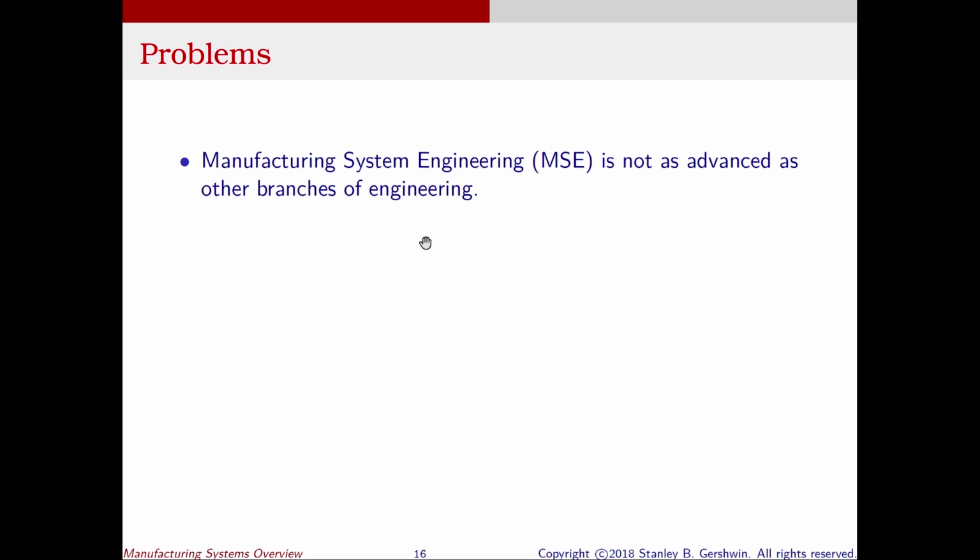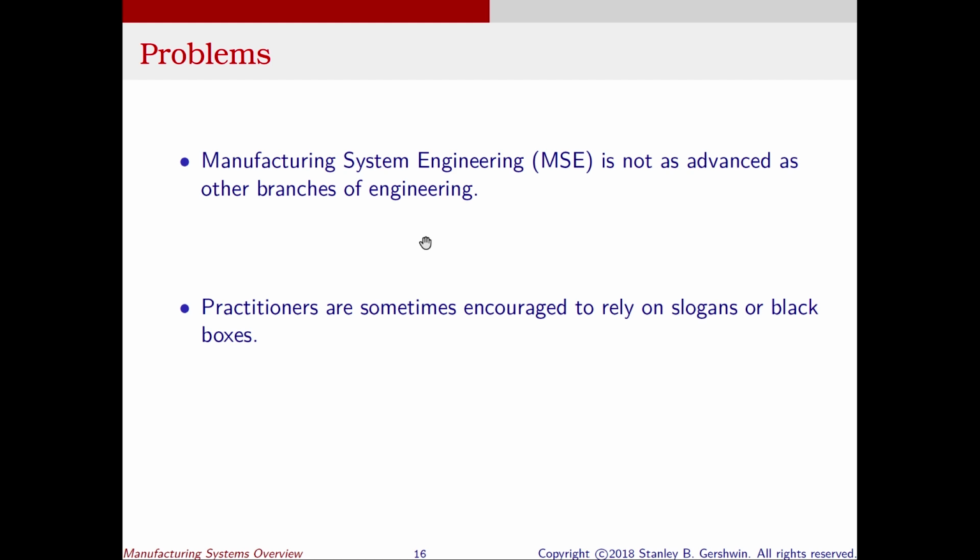There are some problems in the field of manufacturing system engineering. First of all, it's not as advanced as other branches of engineering. Not as advanced in particular compared with aerospace, computers, and so forth. The hardware, the machines and processes and material handling systems are just as advanced, but the overall factory design and operation is not quite so advanced. Practitioners are sometimes encouraged to rely on slogans or black boxes. An example of a slogan is "inventory is waste" or "zero inventory." Those were current at the time of the HP project. A black box is a computer program that you put numbers into and you get numbers out of without knowing or possibly even caring how it works.